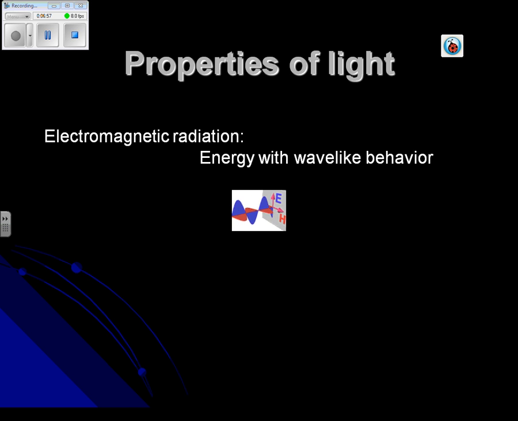Now, electromagnetic radiation is energy with wave-like behavior. It is electric waves and magnetic waves moving at 90-degree angles to one another. Okay? So, electromagnetic radiation is energy with wave-like behavior, or anything that travels through space as a wave. Lots of different types, and they're not all dangerous.